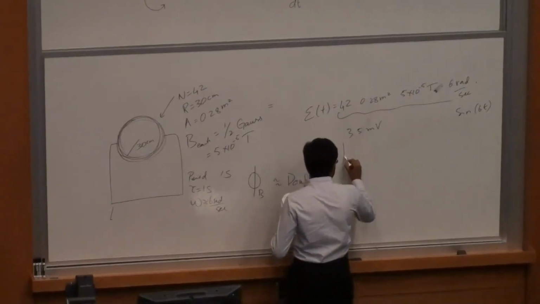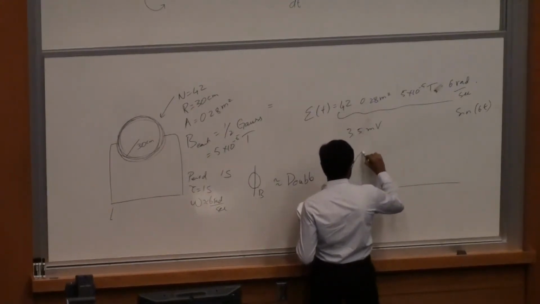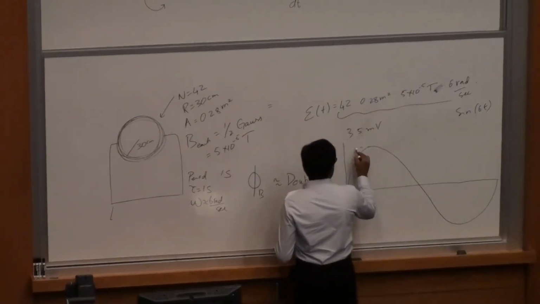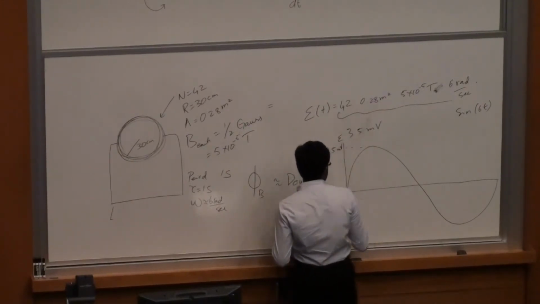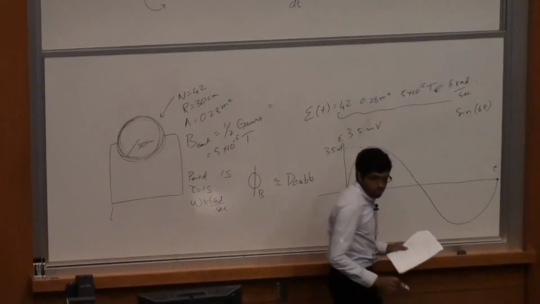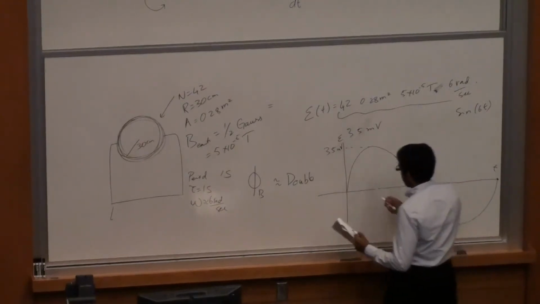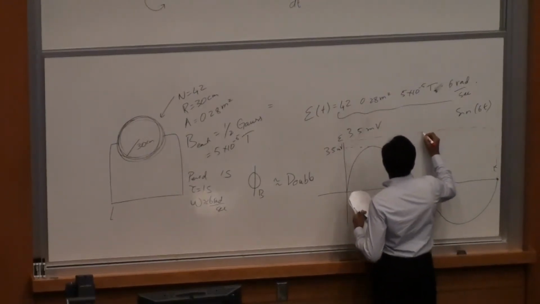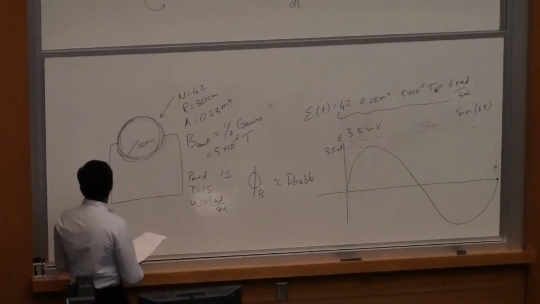So if I was to plot this, right, I have a sinusoidal function. Right, so my maximum value, my amplitude here is 3.5 millivolts. Here's my EMF. This is my time, t. So over here, it completes one oscillation. That's my 1 second here. So this part here, from the beginning to here, is 1 second.